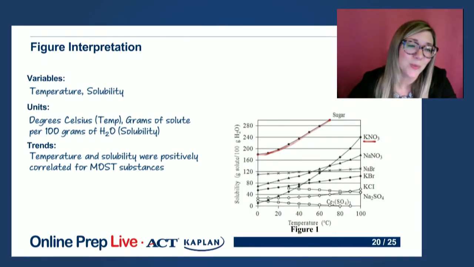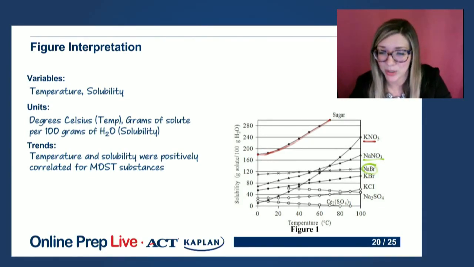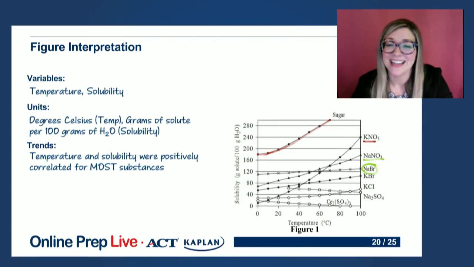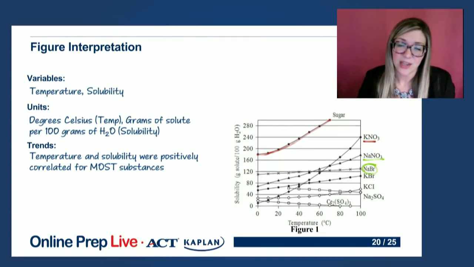We're going to call this one that I am underlining in green nano, okay? This one that I am circling in green, we're going to call nabber. Below that, we're going to call it kibber, kissel, naso, and CISO, okay? Because you do not need to know what these are, so that should not worry you as you're going through. So we've taken a look at our axes, we've taken a look at our units, we've taken a look at our trends. Now we're ready to move forward, okay?